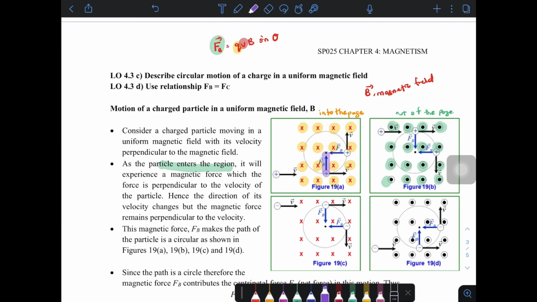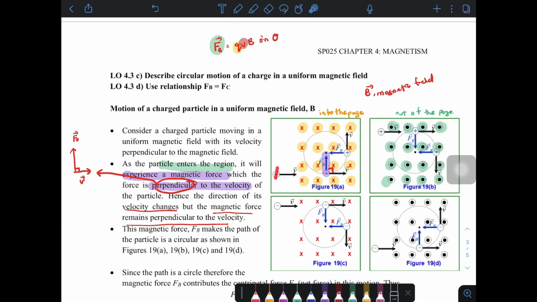It will experience a magnetic force which is perpendicular to the velocity. Dan force ini akan sentiasa 90 degree with the velocity. So kalau dia masuk velocity-nya macam ini, dia akan experience force dan force itu sentiasa 90 darjah. It is perpendicular to the velocity of the particle, hence the direction of its velocity changes but the magnetic force remains perpendicular to the velocity.